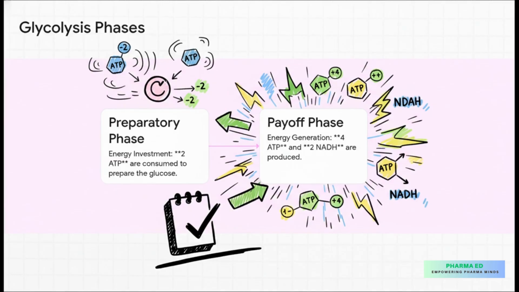So you see, it's like that saying, you have to spend money to make money. The cell actually invests 2 ATPs to get things started. But in return, in the payoff phase, it gets back 4 ATPs. So the net gain is 2 ATP. Samjhe? This is a very, very common exam question, so please make a note of this.